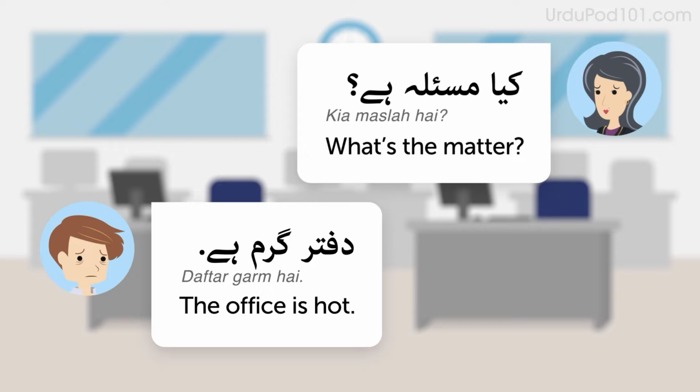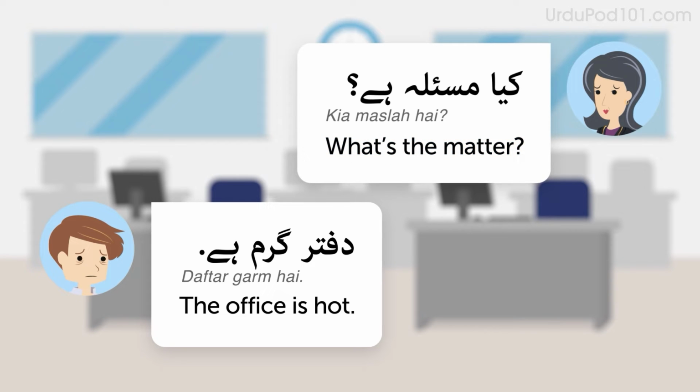First of all, you'll need to learn how to say, what's the matter? That's, क्या मसला है? Listen to it again. क्या मसला है? This Urdu sentence literally translates into, what problem is? But it means, what's the matter in English.